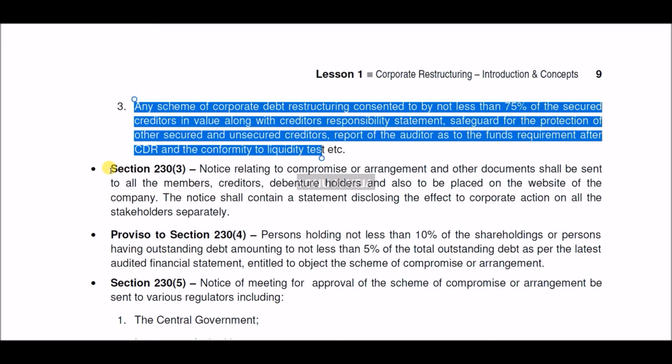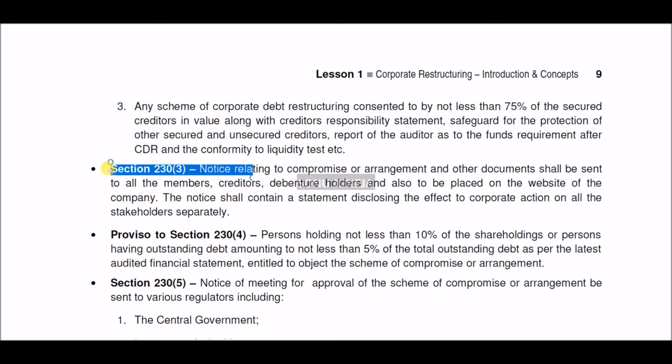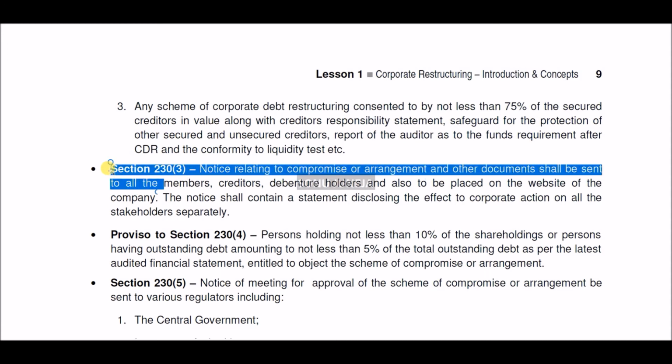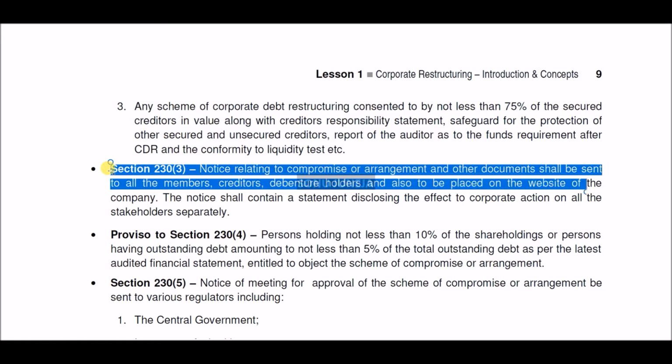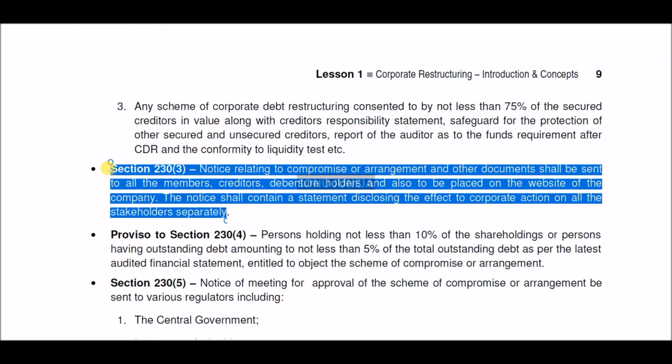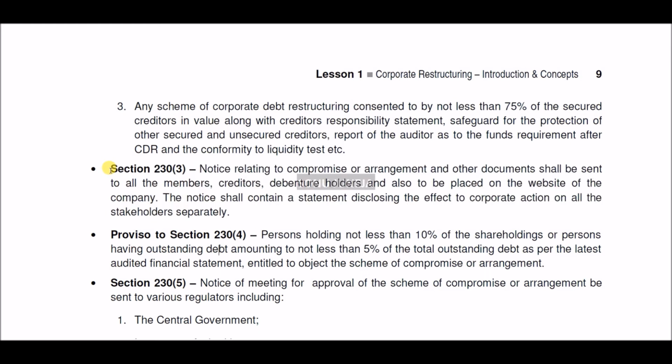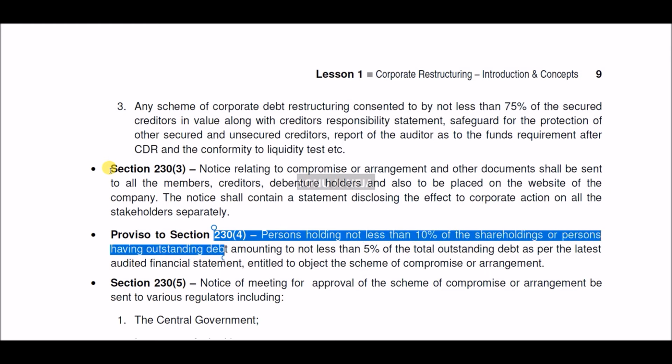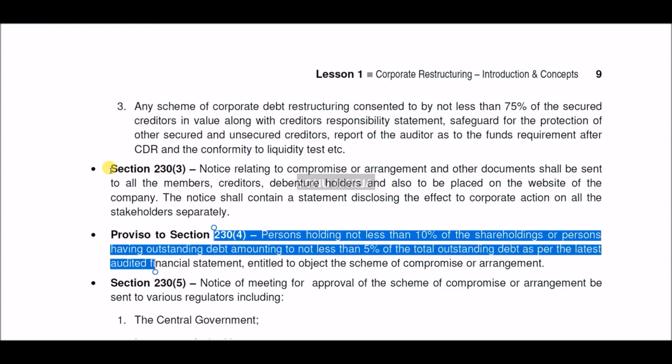Then you have section 230 subsection 3, which says the notice relating to the compromise or arrangement and other documents shall be sent to all members, creditors, debenture holders, and also be placed on the website of the company. The notice shall contain the statement disclosing the effect of such scheme, and that should be in a separate form. Under section 230 subsection 4, persons holding not less than 10% of the shareholding, or persons having outstanding debt amounting to not less than 5% of the total outstanding debt as per the latest audited financial statement, are entitled to object to the scheme of compromise or arrangement.